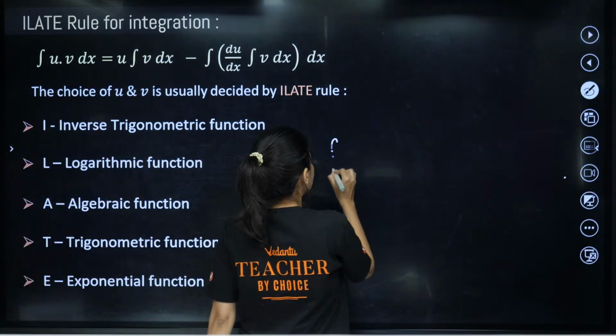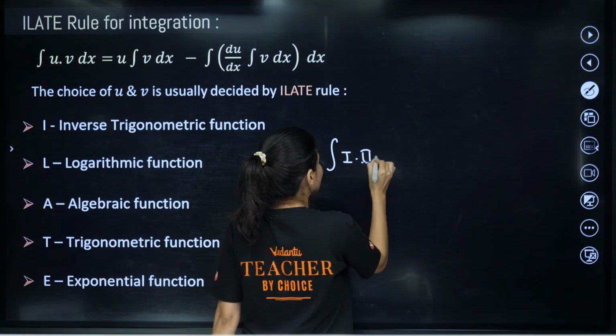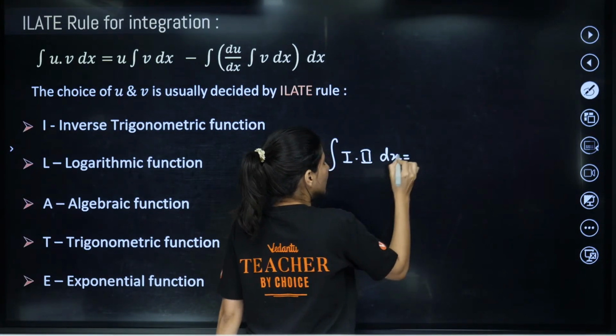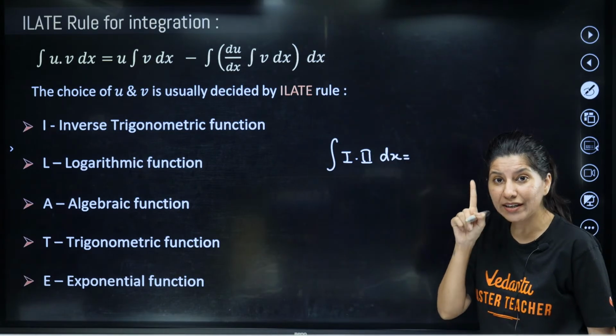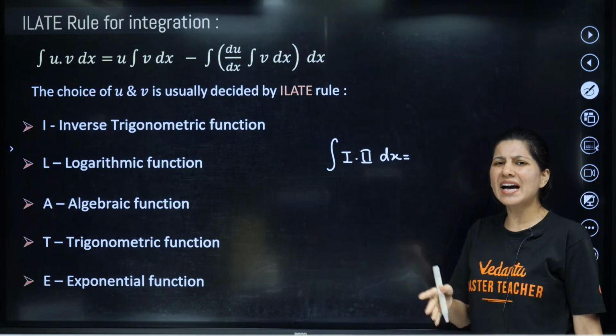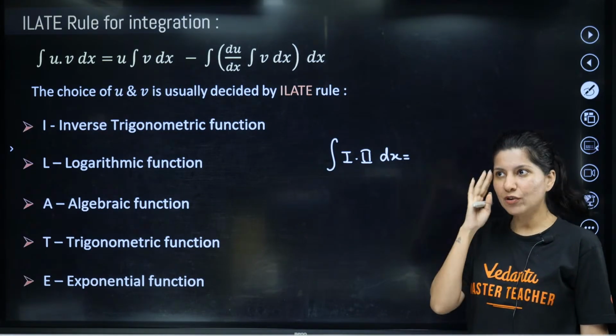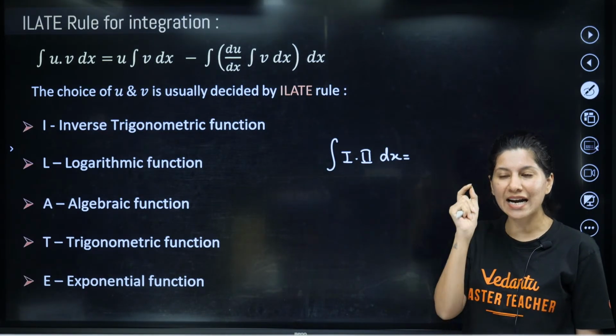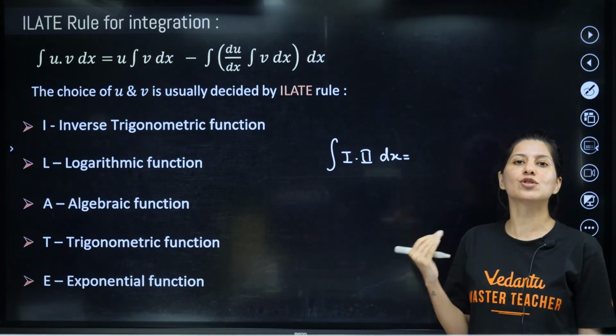Now, what is the formula? So suppose you have identified this is first function, this is second function. So what is the formula? Understand only once. You have only one chance. Do not come back, watch it again. No. Full focus. Just once you have to understand, and then you have to just solve problems.